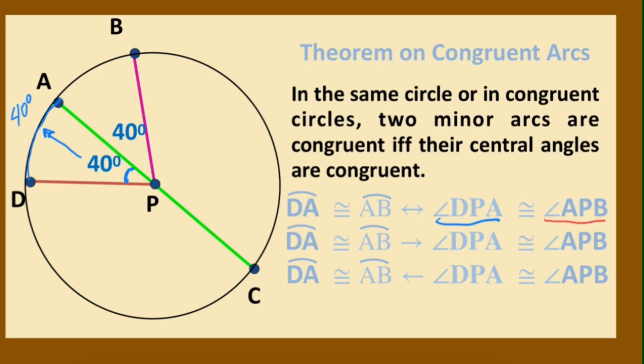Angle APB is the angle formed here, which is 40 degrees. It's a central angle, hence arc AB is also 40 degrees. So this is a visual example with values. But without them, if it states that arc DA and arc AB are congruent, if minor arcs are congruent, therefore their central angles are also congruent. As easy as that. That's why you have the visual representation on the left with values.